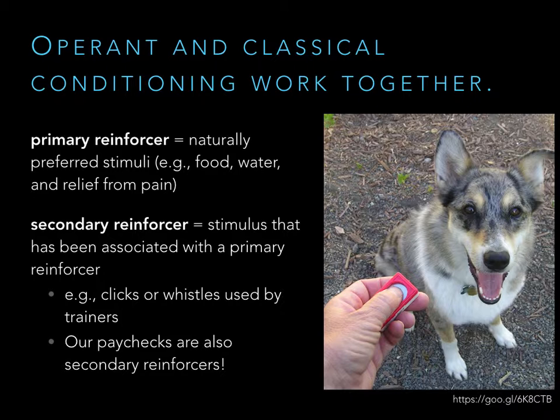It's a secondary reinforcer. We want the paycheck, we want the money, because we can use that to buy things that we actually like. Food, water, homes, entertainment, right? Those are primary reinforcers. Money and clicks, those are just secondary reinforcers that we learn through classical conditioning.